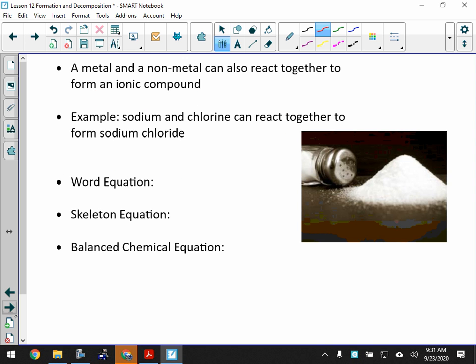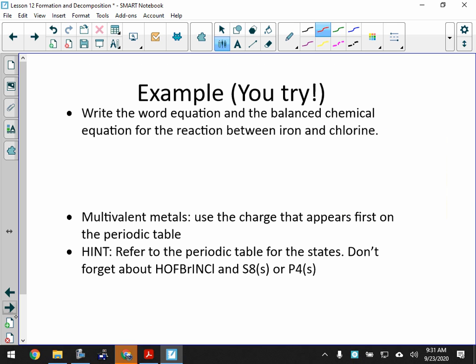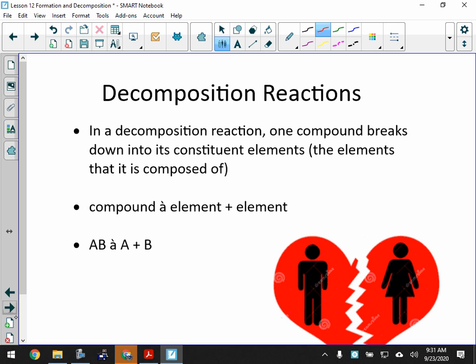We did that one. What else did we do? Did we do that one? Yeah, sure did. And then we did that. Don't forget about Hofbrinkel P4S8. Okay, we're going to do decomposition reactions next here. Yeah, we talked about all this already here. Basically, just remember to refer to the states for the elements. Don't forget about multivalent ones. Okay, we want to pick the first one probably. On the back side, here we go, and then we're done.